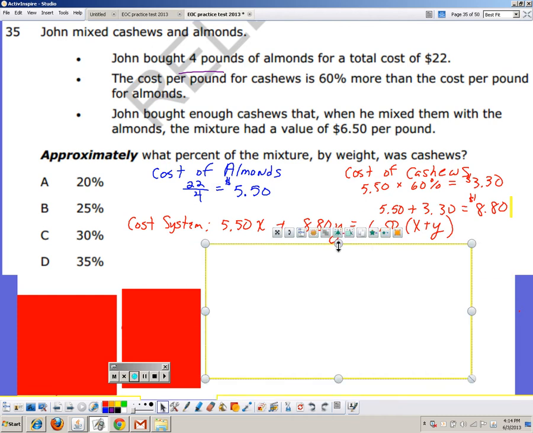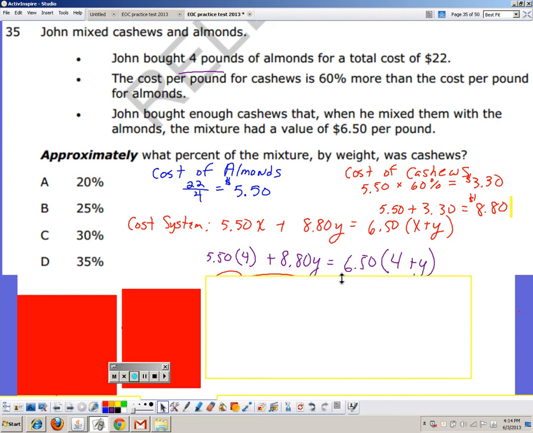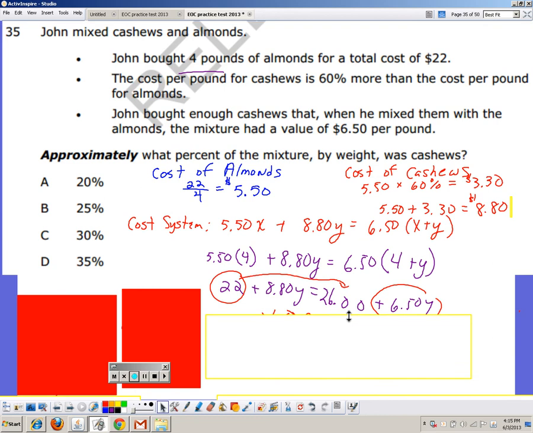So, to solve this, we know what x is because x is 4. They told us we bought 4 pounds of almonds. So wherever we see x, we're going to replace it with 4. So 550 times 4 plus 8.80y equals 650 parentheses 4 plus y. Then we're going to simplify. We get 22 from 4 times 550 plus 880y equals 26 plus 650y, because 650 has to multiply the 4 and the y, the distributive property.